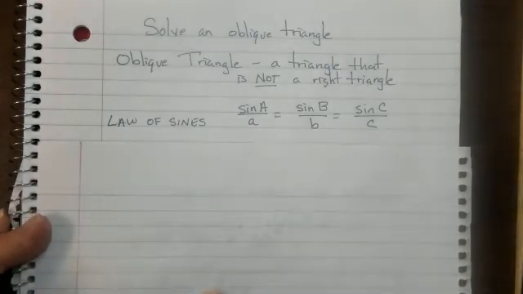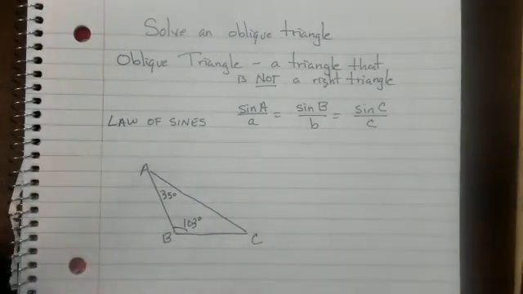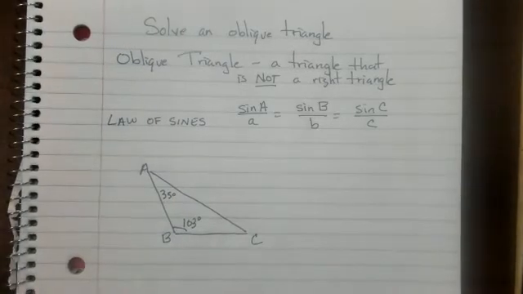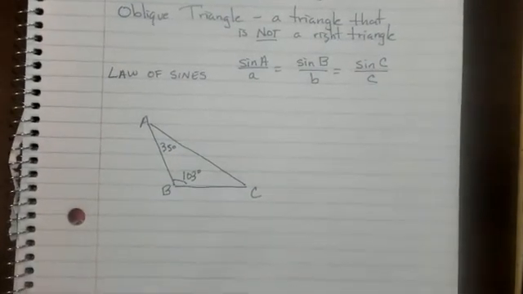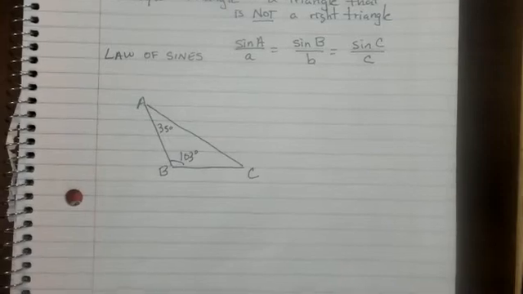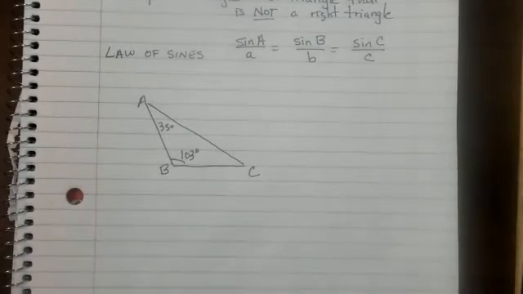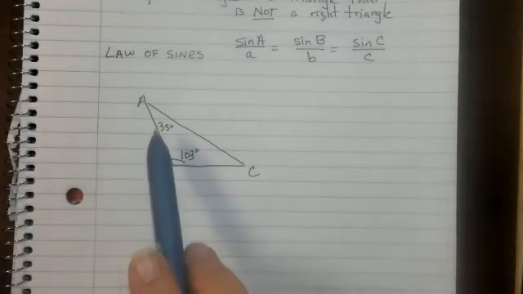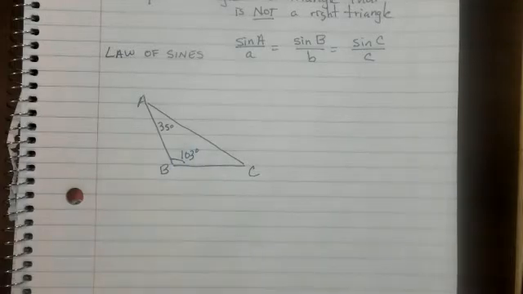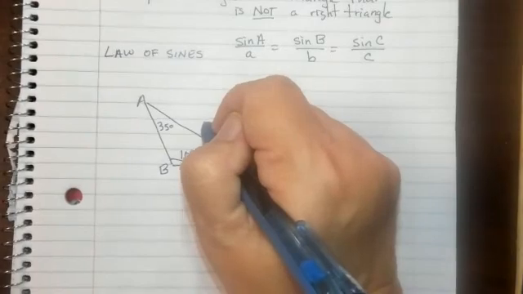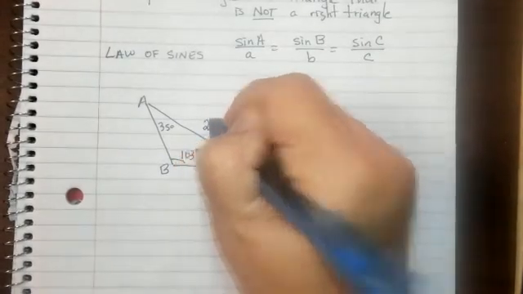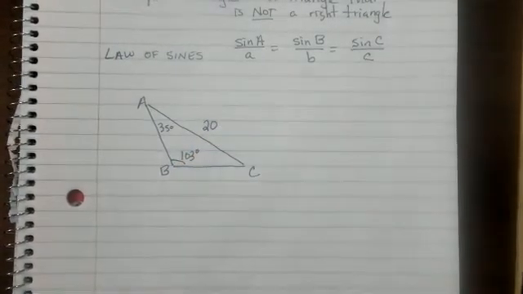Okay, so let's do an example. So copy down this triangle, triangle ABC. And what we're going to know is that angle B is 103 degrees and angle A is 35 degrees. And then we're also going to know that this side over here is equal to 20. And we want to solve this triangle, so we want to find all the missing sides and angles.